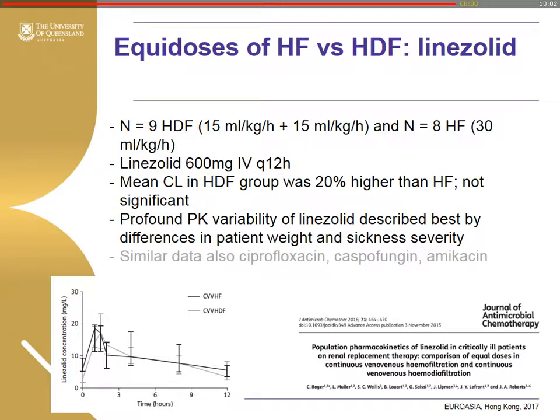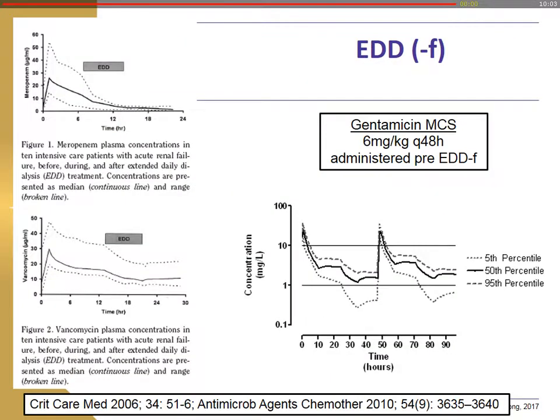The final study that I wanted to describe was looking at doses of hemofiltration versus hemodiafiltration. This study was from a clinical trial looking at hemofiltration versus hemodiafiltration in French intensive care units, and there was an opportunistic pharmacokinetic study conducted as part of that. Data was obtained for ciprofloxacin, caspofungin and amikacin, and what was found is that generally the hemodiafiltration had a higher clearance than the hemofiltration, but the overall pharmacokinetic variability meant that it didn't reach statistical significance. That was consistent for all of the drugs, which provides another complexity to dosing.